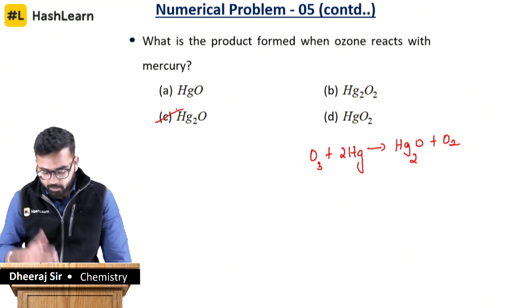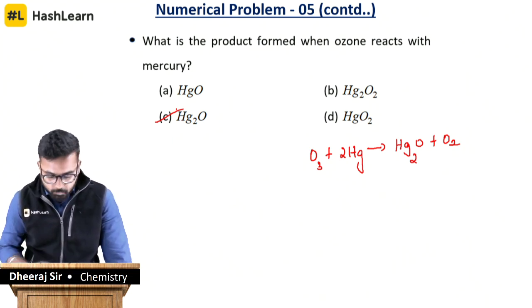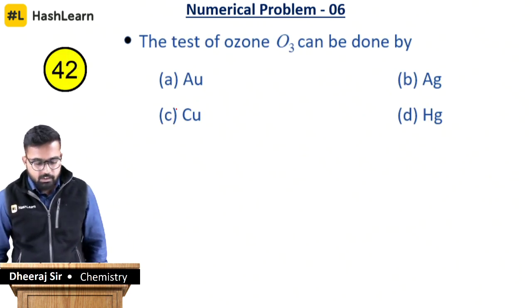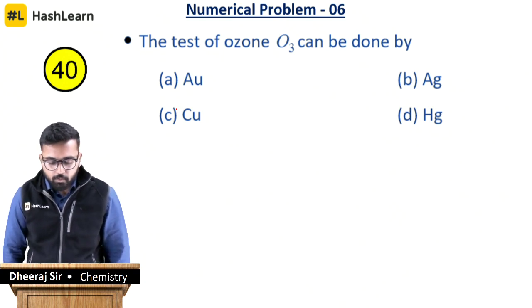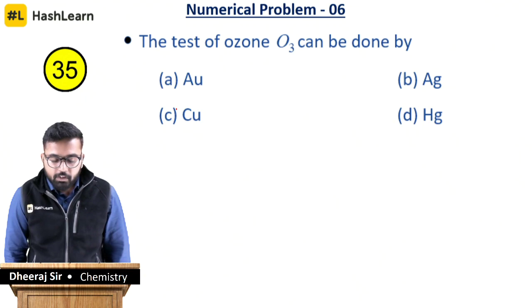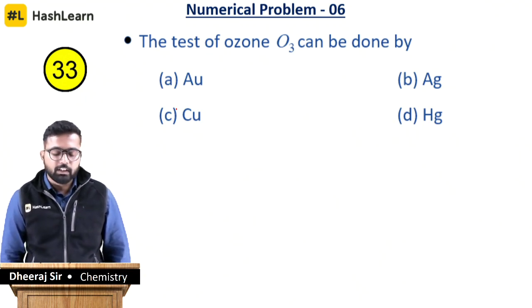Relating to the same concept, you'll be able to use your knowledge there as well. Let's move quickly to the sixth question that we have for you. The next question is, the test for ozone, O3, can be done using which of the metals? Like I said, the previous concept's knowledge will be used here as well.